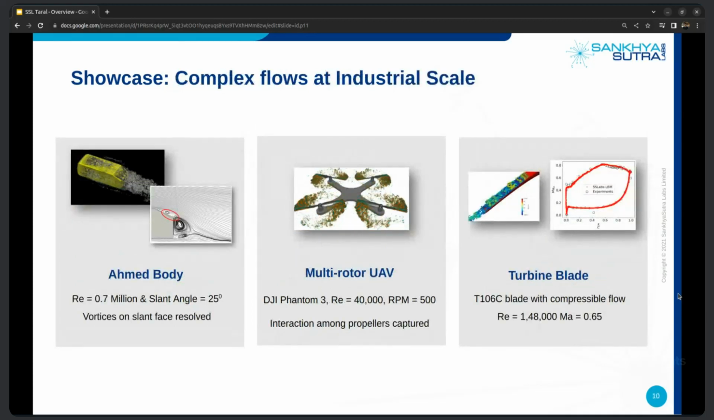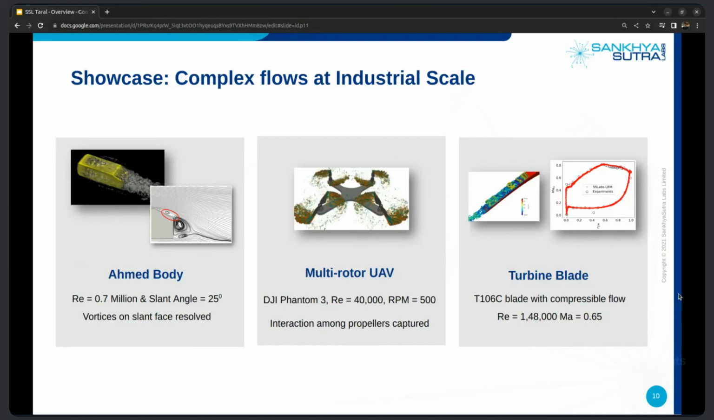Now, all this was relating to more of a research kind of environment. But what about industrial problems, right? So you can have something like flow past an automobile, or flow for a multi-rotor system, or something like a turbine blade in rotary motion, right? So you'll see from the images on the left side, the Ahmed body simulation. So an Ahmed body is basically a generic automotive body that is used as a benchmark to validate our solver.